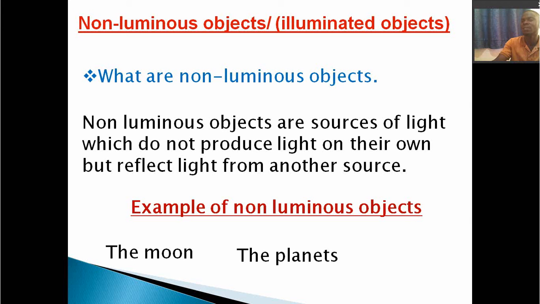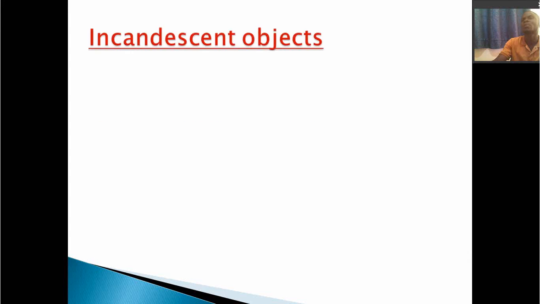Then we have the planets, like Venus. These planets are also sources of light, but they are non-luminous. They don't have a direct source of light. Are we together? So they just reflect light from other sources. They reflect light from the sun. Then we have plane mirrors. Plane mirrors are also examples of non-luminous objects. Are we together? Let's go on and look at incandescent objects.